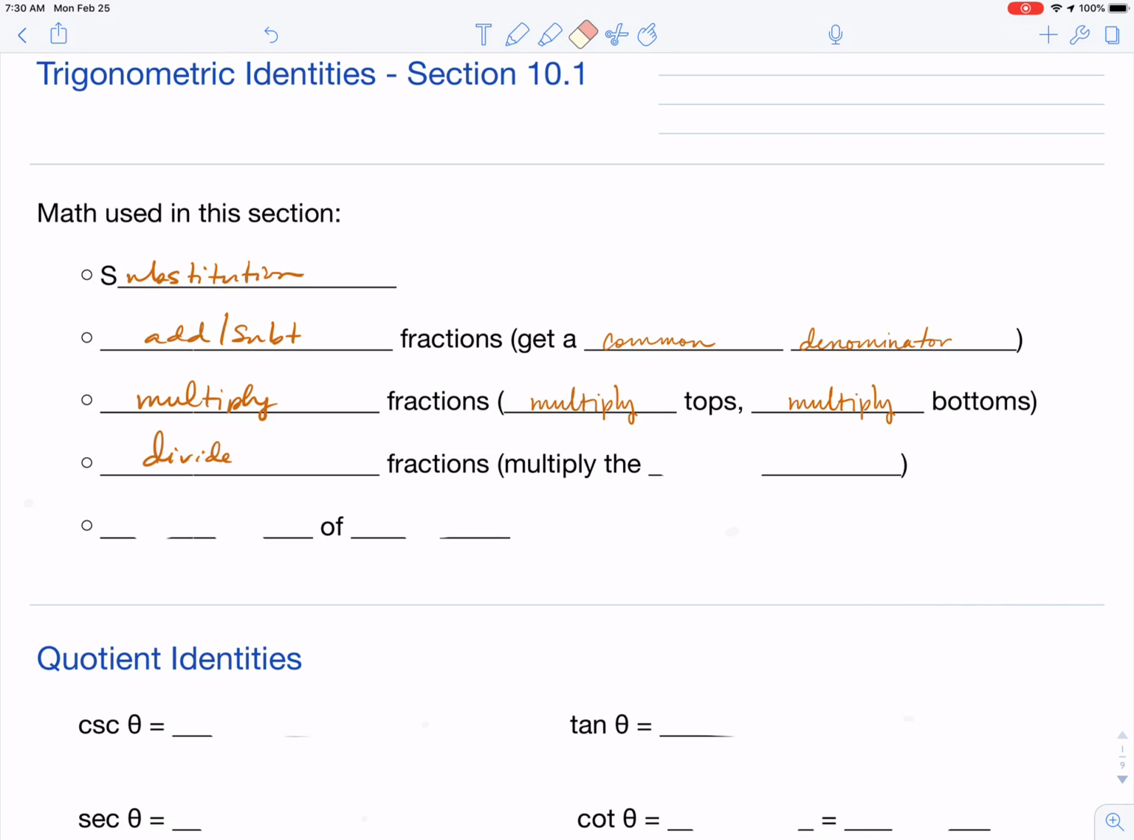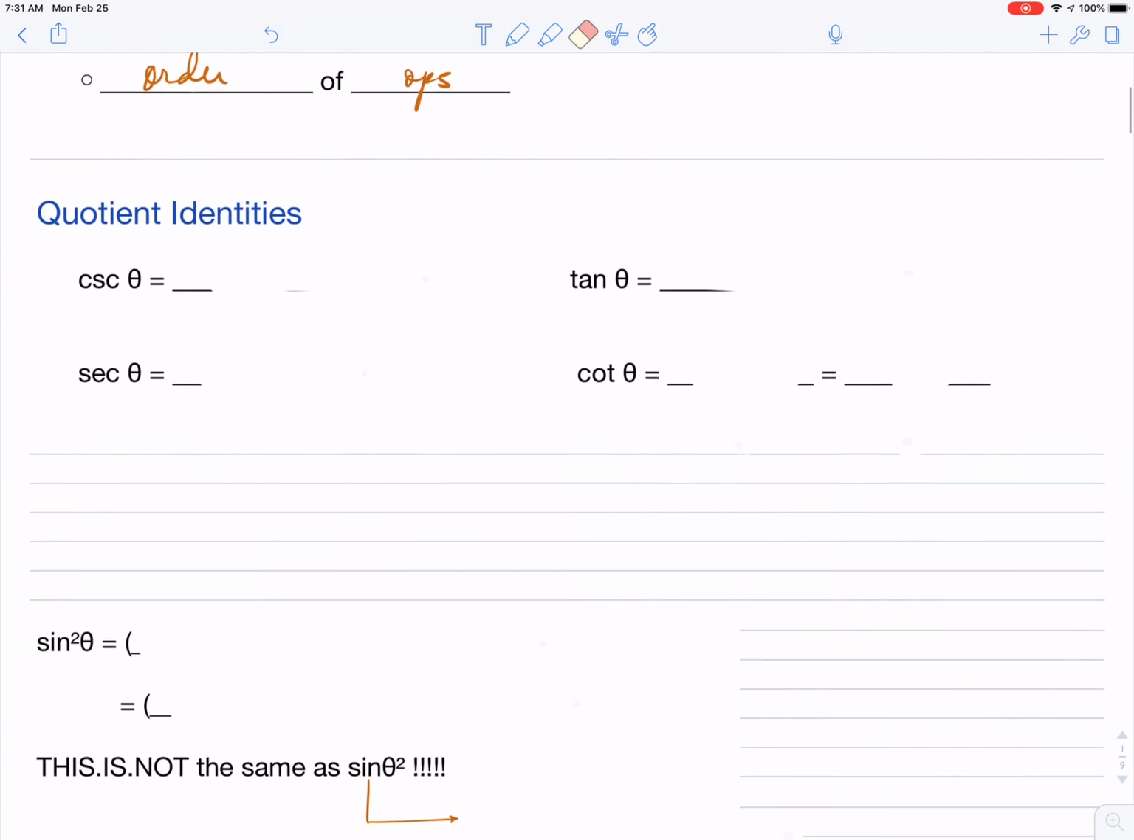Next, we will be dividing fractions. We've definitely done this a good bit. Dividing fractions is going to be done by multiplying by the reciprocal. And then the last thing that we'll be using is the order of operations. So as you can see, all of this is old math. We have been doing this already. It's just something to pay attention to in our trig. Now let's look at the first set of identities.